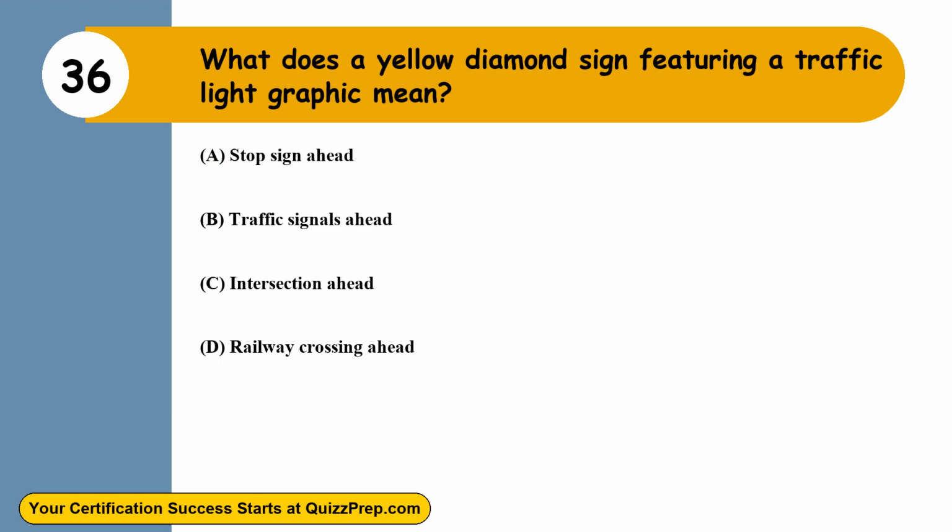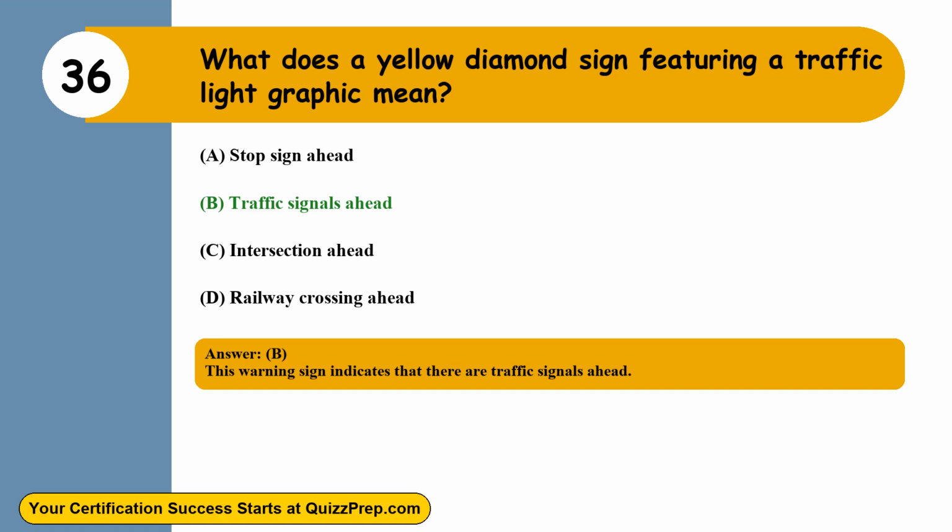Question 36. What does a yellow diamond sign featuring a traffic light graphic mean? Option A, stop sign ahead. Option B, traffic signals ahead. Option C, intersection ahead. Option D, railway crossing ahead. The correct answer is option B, traffic signals ahead. This warning sign indicates that there are traffic signals ahead.